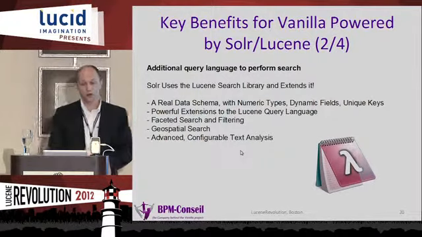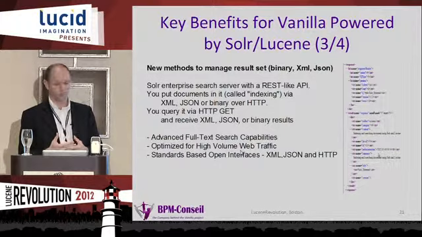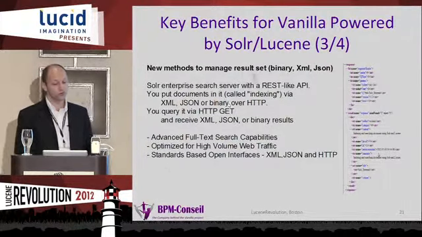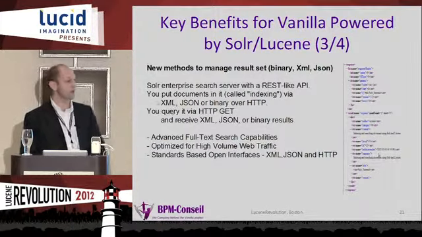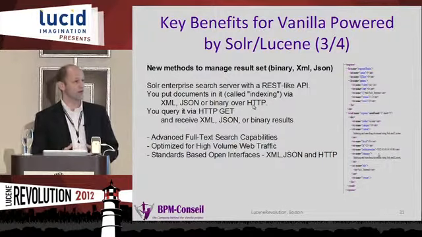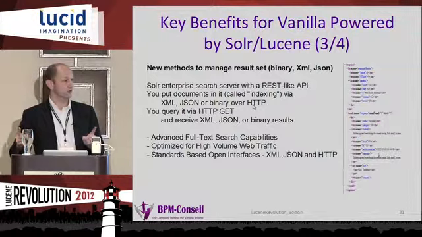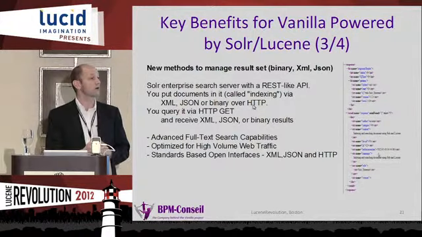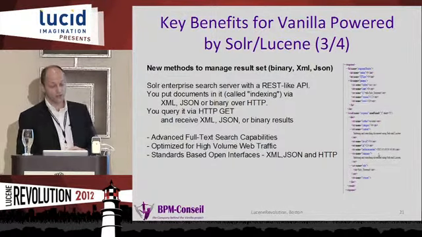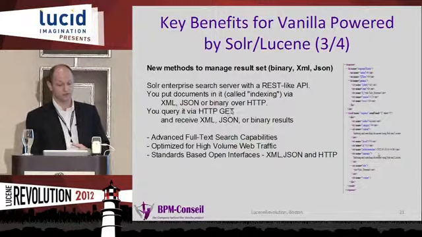Third thing, we have a new method to manage the result set. You can choose, with this API, to get your result in XML, JSON, or binary over HTTP or not. So it's very convenient. If your result set is very large, maybe it's better to send it in binary or others. So with this now you have the choice. And we take care of advanced full text search capability and other things.